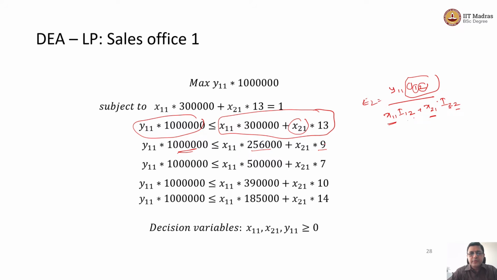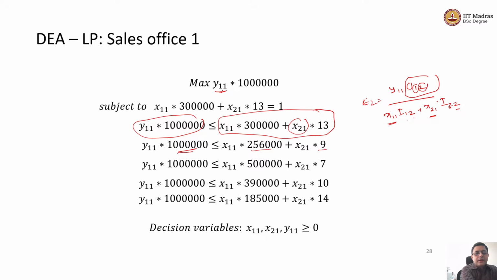Spend a minute just to understand this, digest this. Or the better thing to do is formulate a similar problem for sales office 2. Let us do that. What will change if we were to formulate the problem for sales office 2? It's going to be a separate linear programming problem. What will change? First thing that will change are the weights. These are the weights assigned by sales office 1.